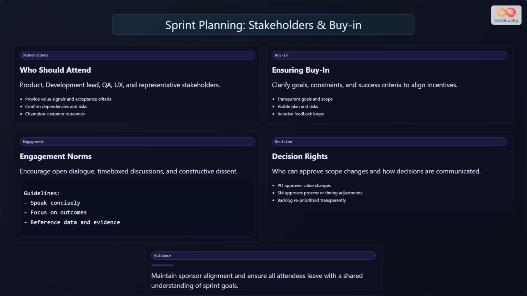Risks should be tracked throughout the sprint and revisited in daily stand-ups. The product owner and technical lead should work together to understand business risks and technical risks respectively. By surfacing risks early, teams can plan buffer time, adjust scope, or escalate issues to stakeholders before they impact delivery.